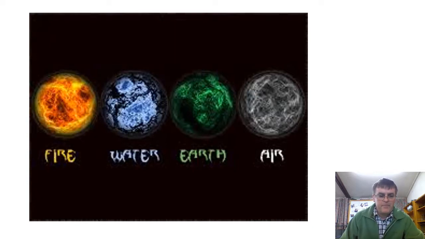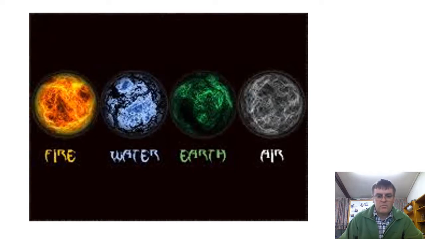Today we're going to talk about elements, how atoms are the different elements. Back in the days of Democritus and the early philosophers, they thought the four elements were fire, water, earth and air. But now we know there's a whole lot more.